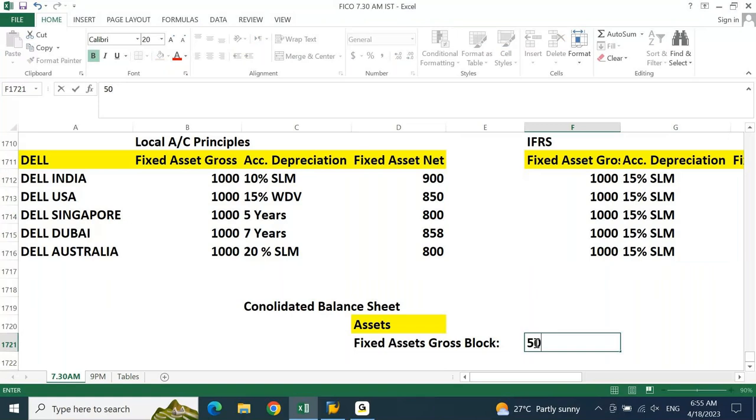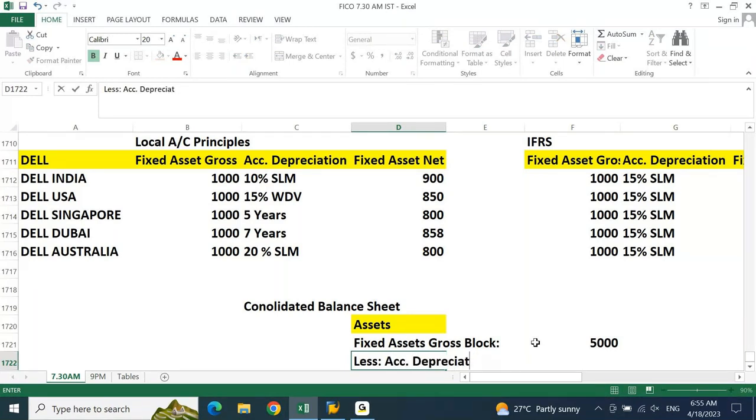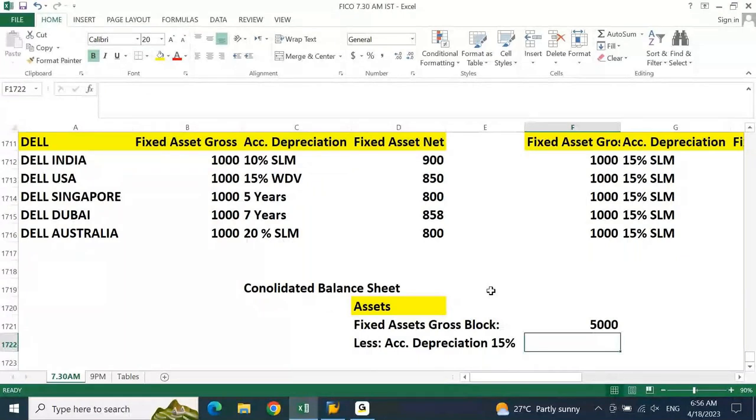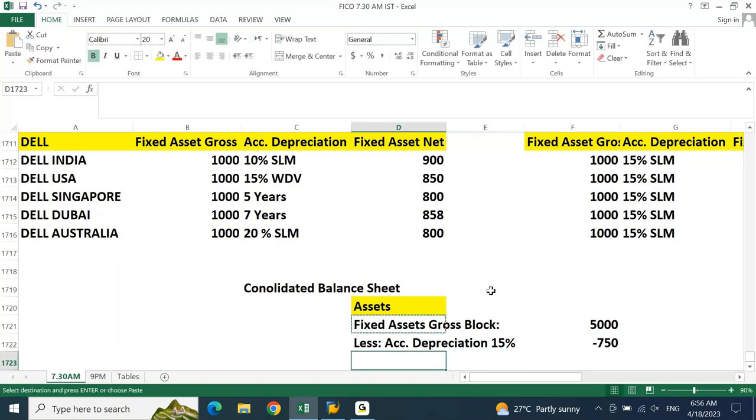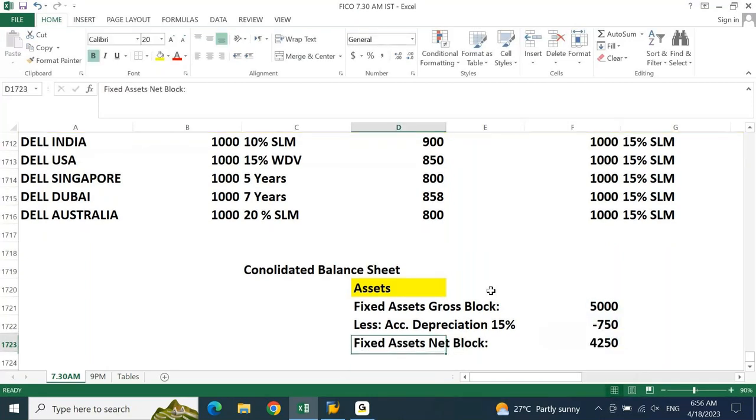Here I'll be deducting, or I'll put less, accumulated depreciation. It will be flat 15%. So on 5,000, if I apply 15%, how much will it be? 750. Now here I'll show my fixed assets net block. How much will it be? 4,250. If I use my accounting principle IFRS for all my company codes, it is easy for me to prepare my consolidation reports. Otherwise, I have to evaluate assets in each of the accounting principles separately. Right? According to me, these are all my assets. These are all Dell assets.